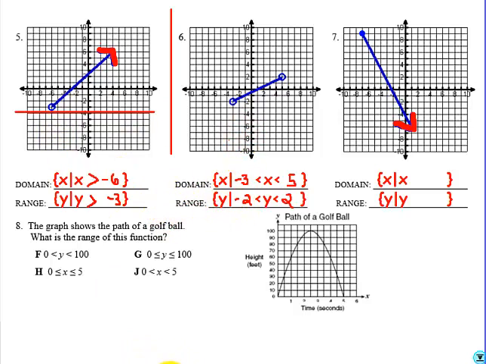Alright, let's do the last one. So let's move our horizontal line over here. And where is my starting point? My starting point is at -7. So let's write that down, -7. And what direction am I going? I'm going to the right. So it will be this way. And because I have a solid point, it will be a solid point like that.